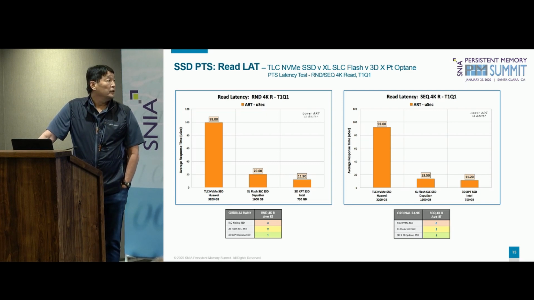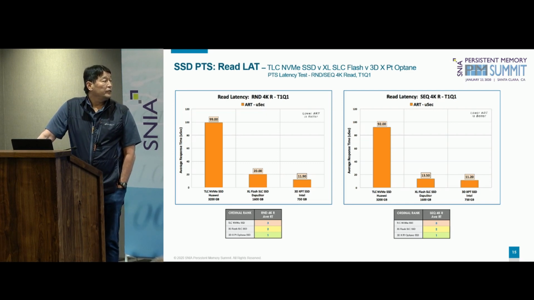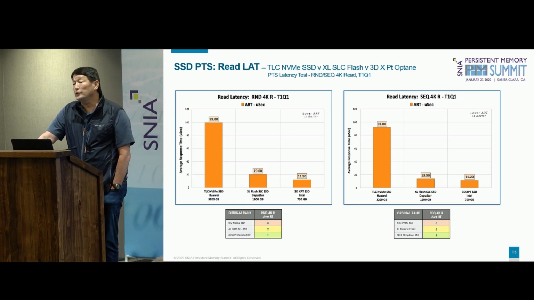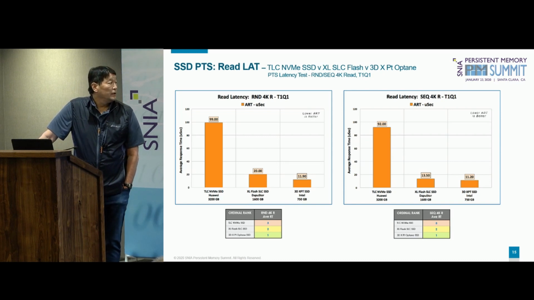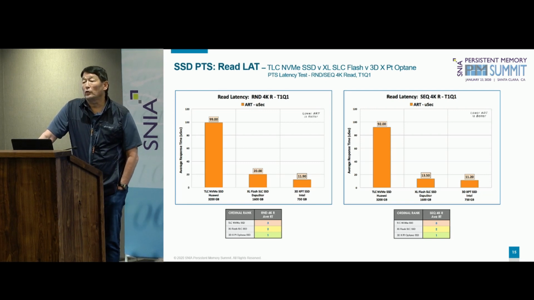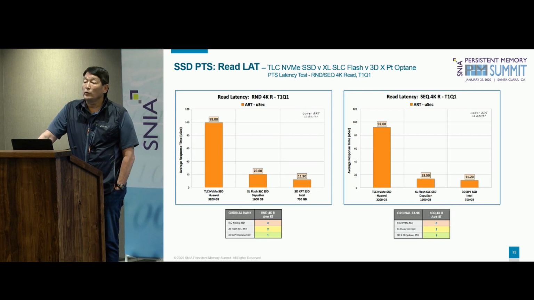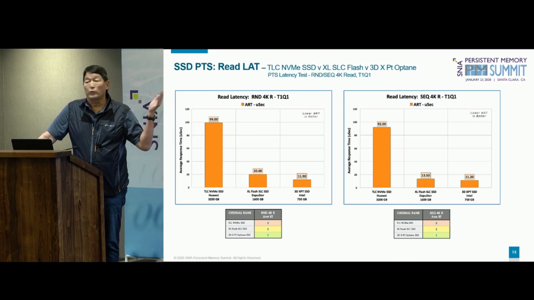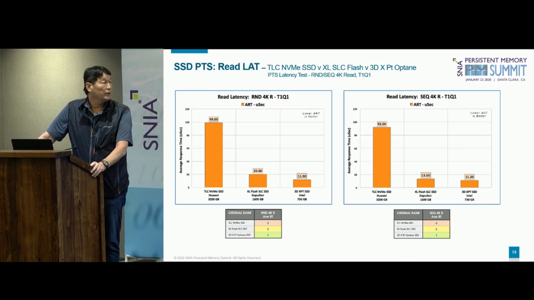3D XPoint is known to be very fast, and it's around 10 to 13 microseconds. In the case of the random reads on the left, it's 11.9, and on the right for sequential, it's 11.2. The drive of real interest here is the SLC XL flash drive in the middle. It shows 20 microseconds and 13.5 microseconds, which is really very good. The published spec for XL flash is 25 microseconds for read latency, so in this particular case, it outperformed what was in the public domain.